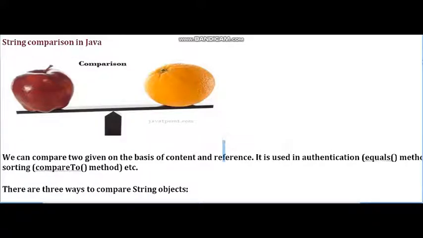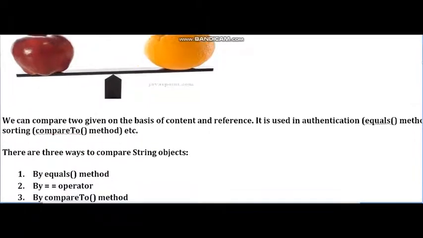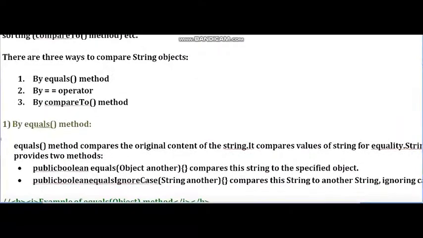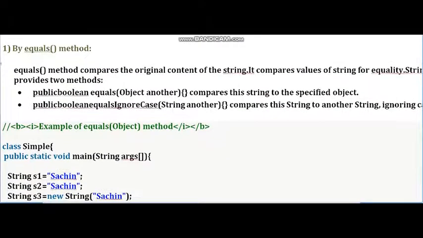And in strings, we can perform this operation by three methods. The first method is the equals method. The second method is using the double equals to sign. And the third method is the compareTo method. Let's look at these examples separately. Now first we have the equals method.